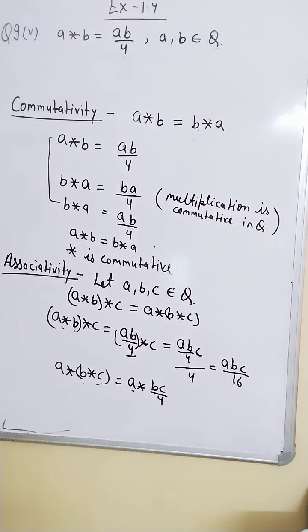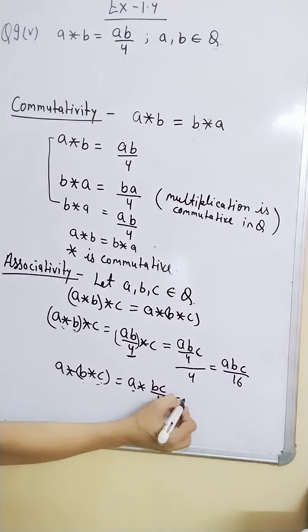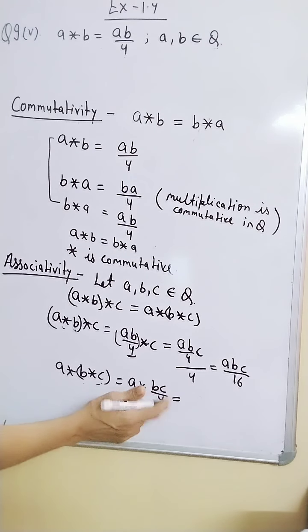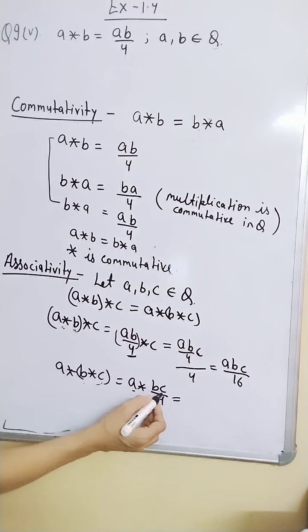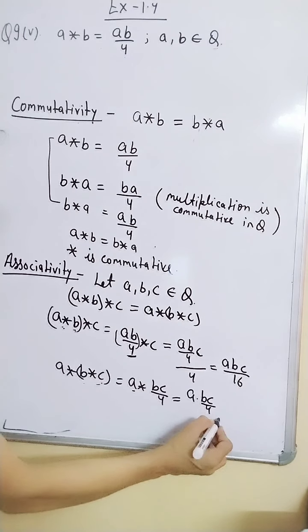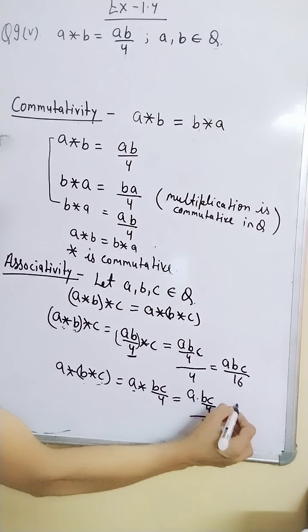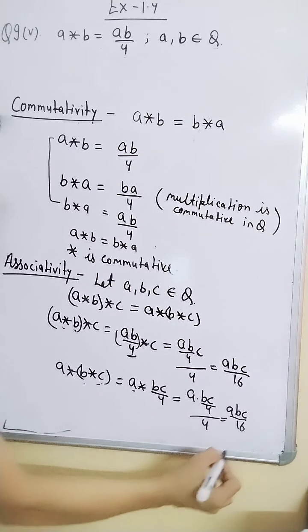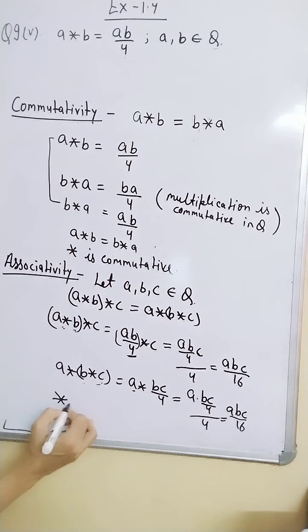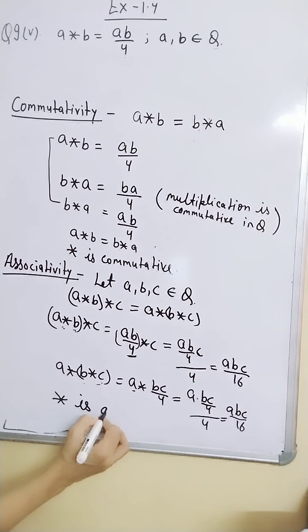Now this will work as a first element and this will work as a second element. So when we solve, we will get A operation BC upon 4. Now we apply the operation. So we write A times BC upon 4, divided by 4. When we solve, we will get ABC upon 16. So what we are getting here is that both values are equal. It means this given operation is associative. So we can write that star, this binary operation, is associative.